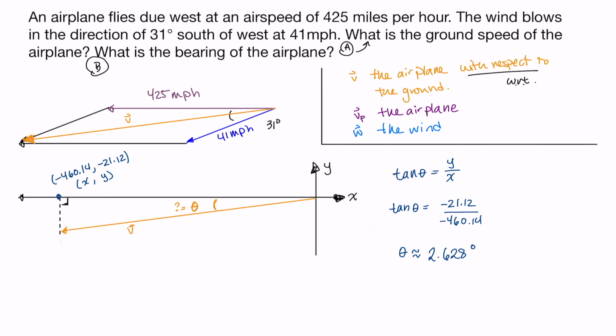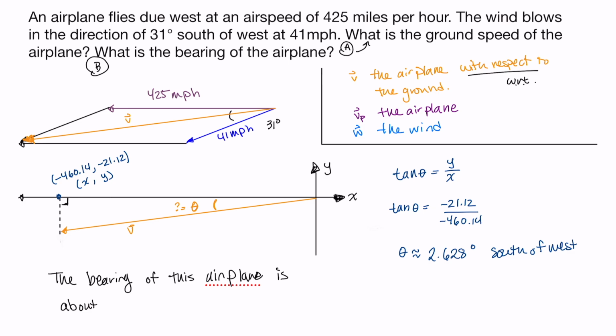And what direction is it? It is south of west. And let's go ahead and write out our answer. The bearing of this airplane is about, and this one I'm probably going to write as a decimal because it's not close enough to 3 where I want to say about 3, and it's definitely too far from 2 to write that it's 2. So I'm going to say it's about 2.6 degrees south of west.